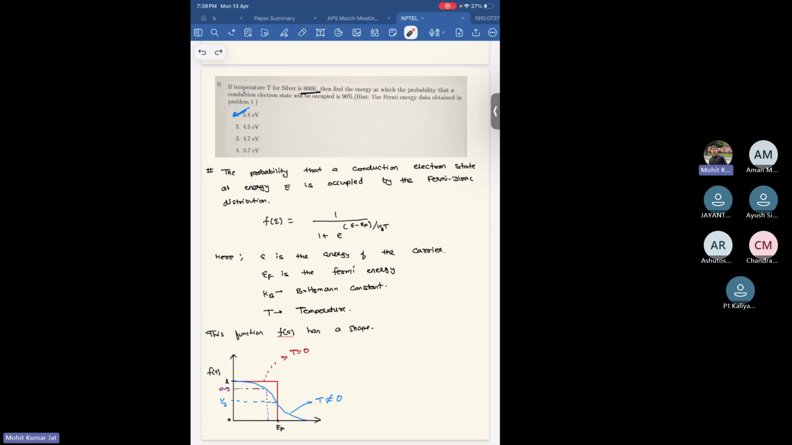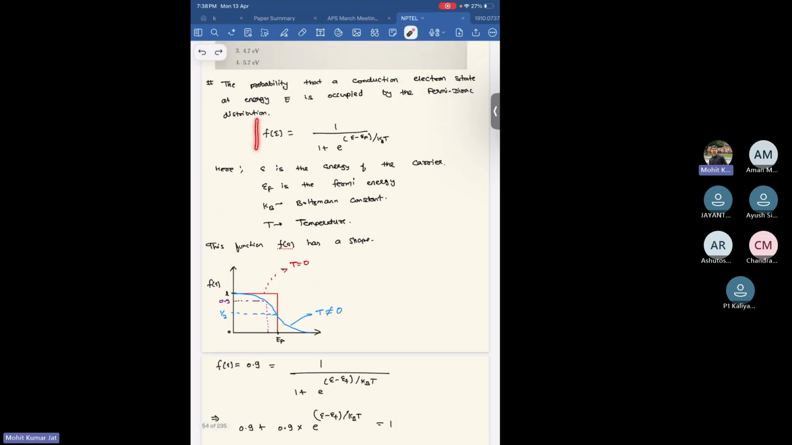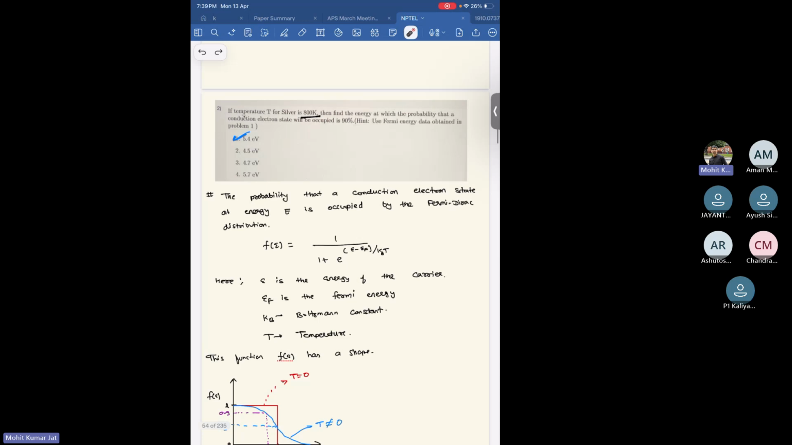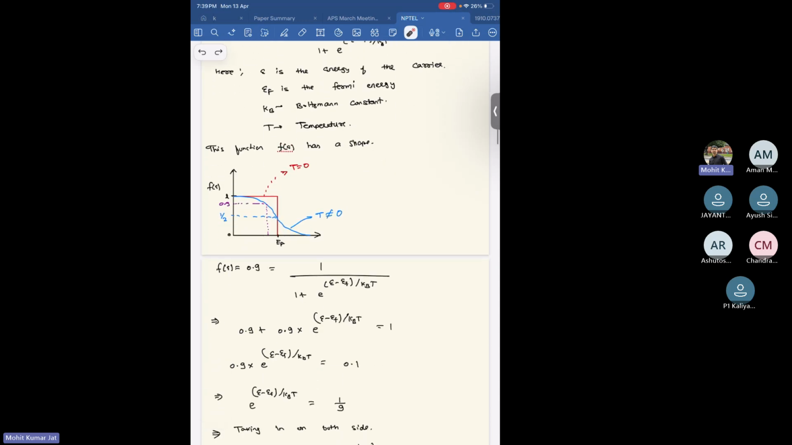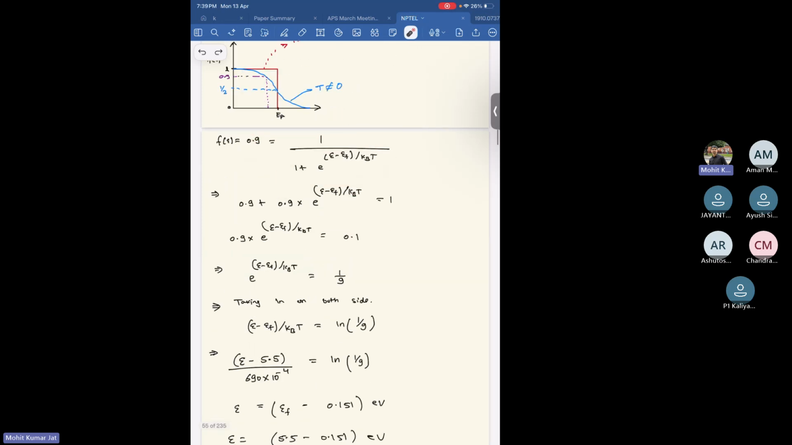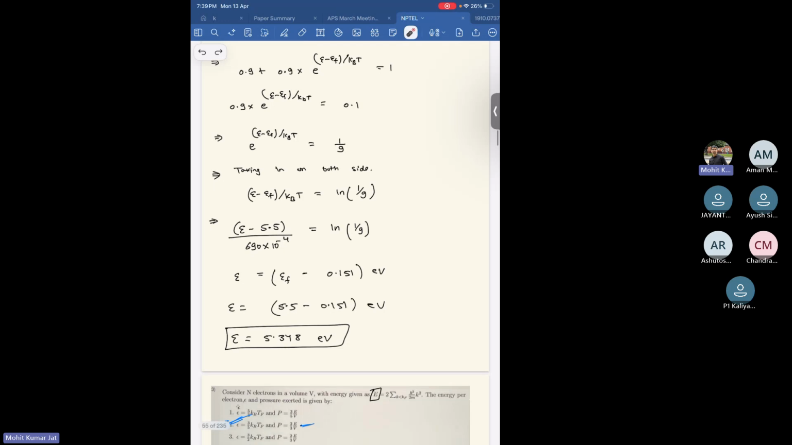If temperature T for silver is 800 Kelvin, then find the energy at which the probability that a conduction electron state will be occupied is 90%. We know that the probability of occupation for fermions is given by F(E) equals 1 by 1 plus e to the power (E minus EF) by kBT, right? And they are asking that the state will be occupied with 90% probability, so F(E) will be 0.9. So you substitute F(E) equals 0.9 and back calculate, and what you get is (E minus EF) by kBT equals ln 1 by 9.